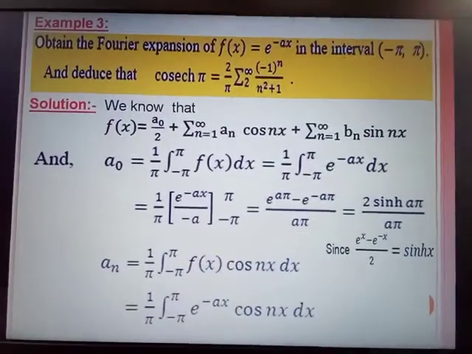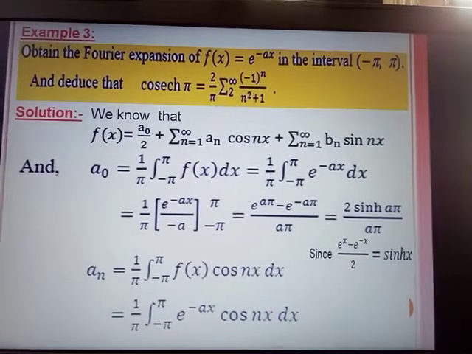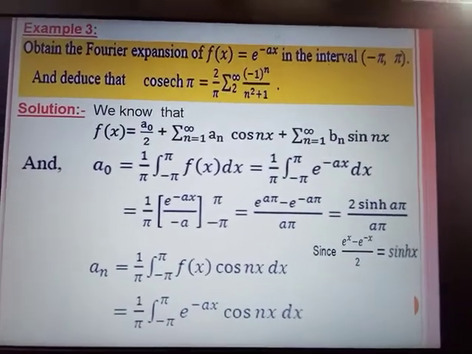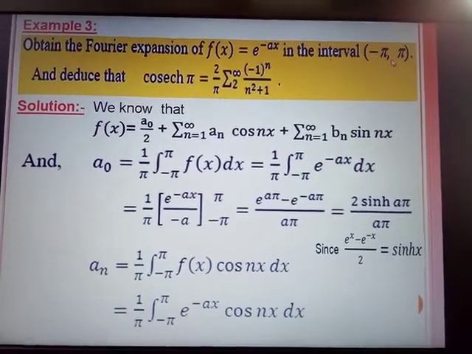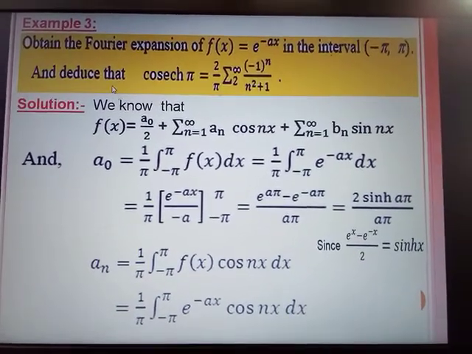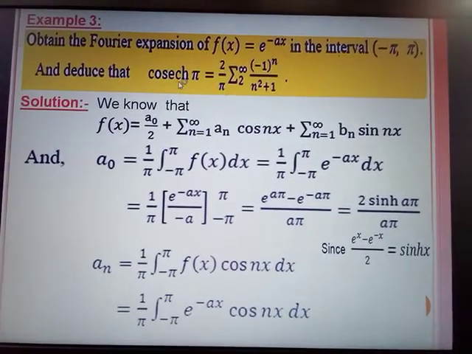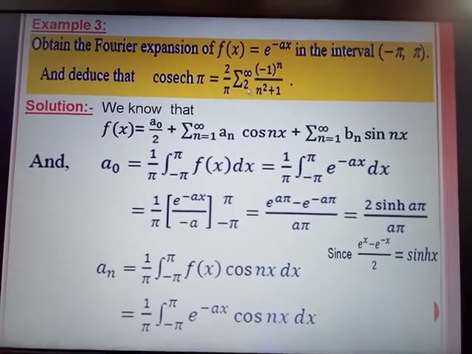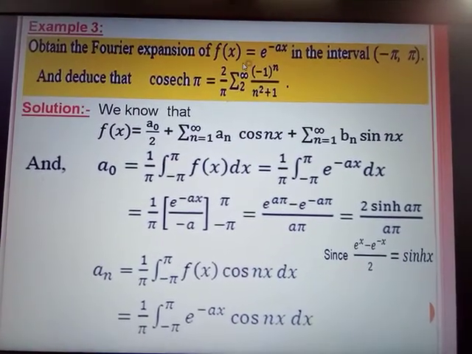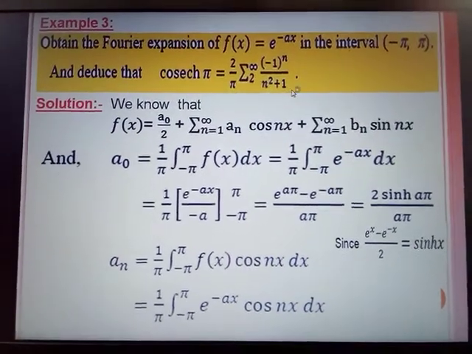Next, example 3: obtain the Fourier expansion of f of x equal to e raised to minus ax in the interval minus pi to pi, and hence deduce that cosech pi is equal to 2 by pi into summation, n running from 2 to infinity, minus 1 raised to n divided by n square plus 1.